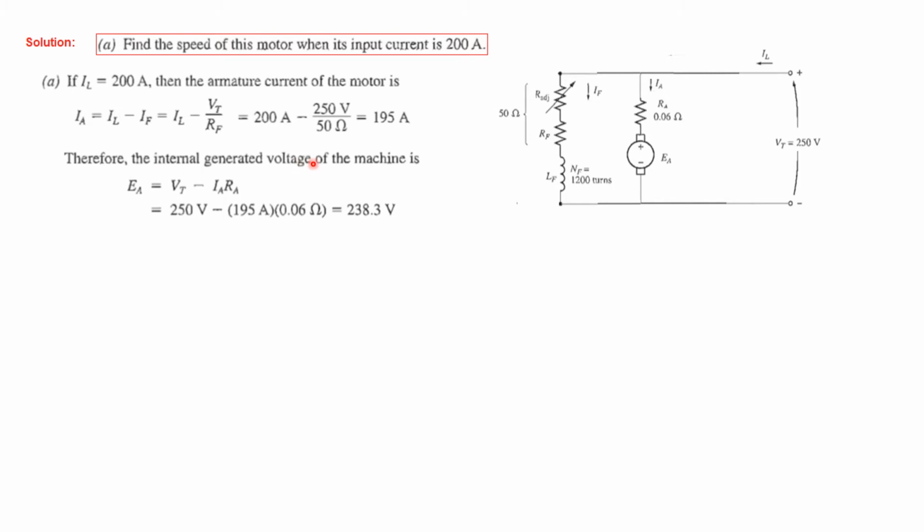And the internal generated voltage EA is Vt minus IA RA. This voltage plus this voltage is equal to Vt. So from here EA is Vt minus this voltage drop. So Vt minus IA RA. Vt is 250, IA we know is 195, and RA is 0.06, this resistance here. So the induced voltage is 238.3 volts.